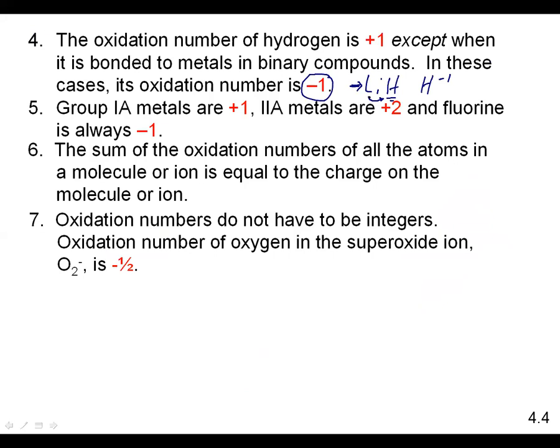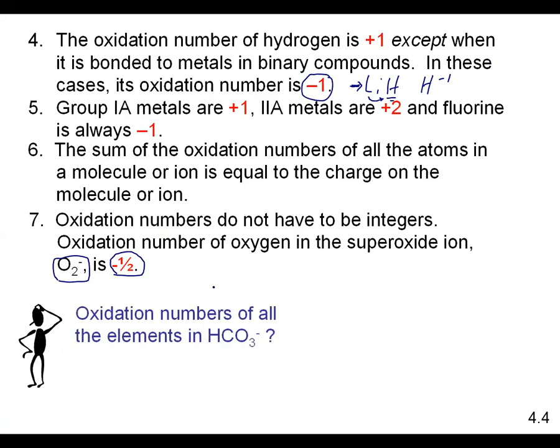Oxidation numbers do not necessarily have to be a whole number. You can have something where an oxidation state is like -0.5, and superoxide is an example of that. This would have an oxidation number of -0.5. So let's just see how this works.